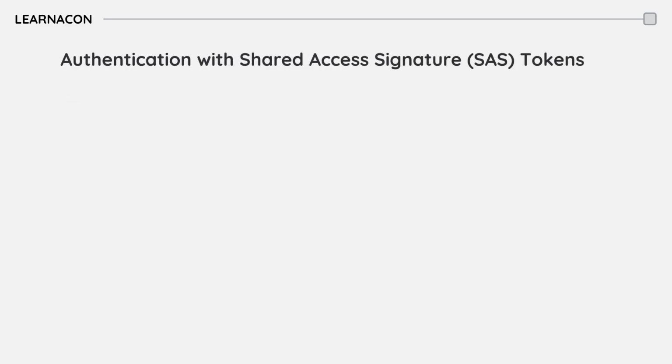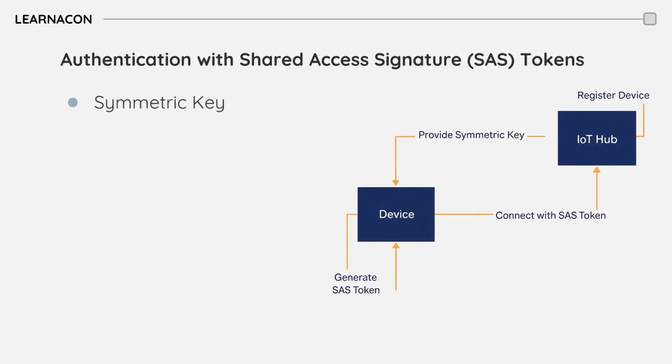Azure IoT Hub uses shared access signature, or SAS, tokens to authenticate devices via symmetric keys. The authentication process follows a secure sequence. First, IoT Hub provides a symmetric key that will be saved on the device. Then the device generates a SAS token by hashing the IoT Hub resource URI and an expiry timestamp using its symmetric key. This token is sent to IoT Hub during the connection attempt.